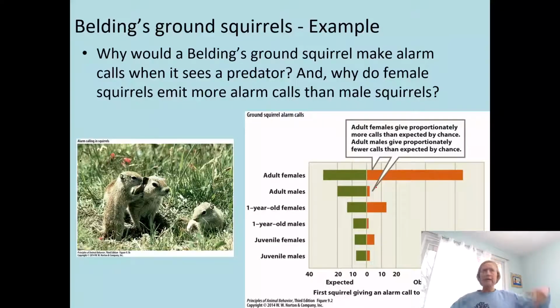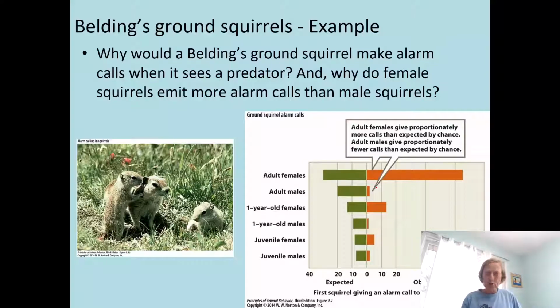You've got cousins and second cousins and nieces and nephews and your own offspring. They're much more likely to emit alarm calls because R times B is greater than C, right? That's the idea, at least.